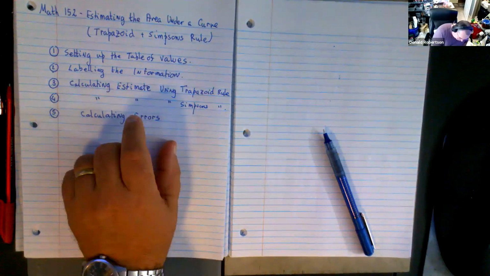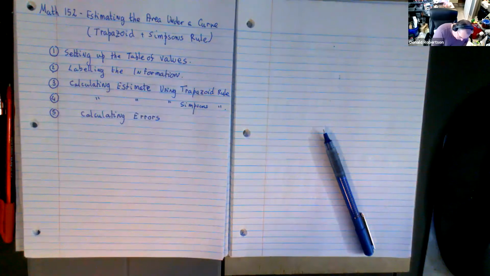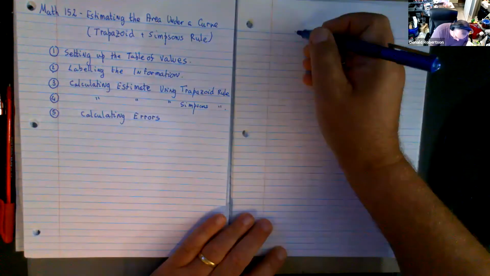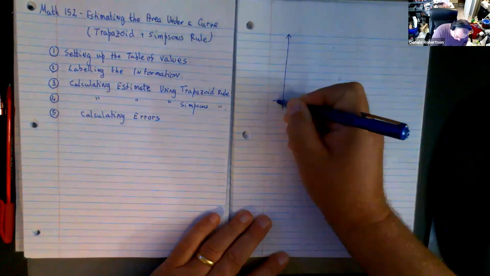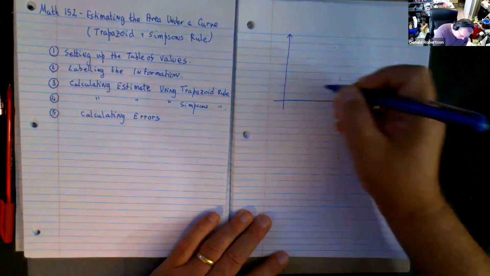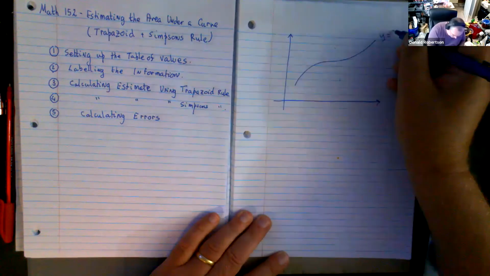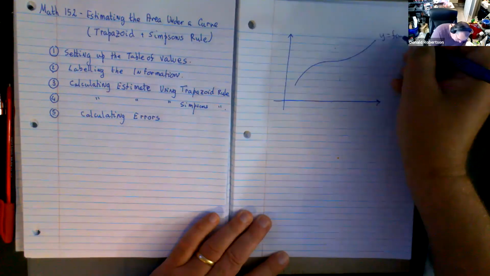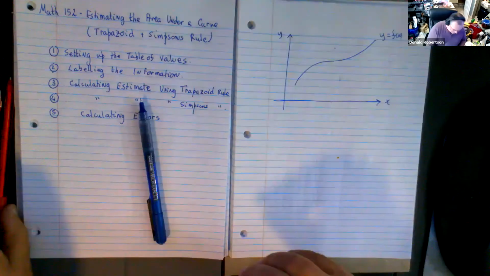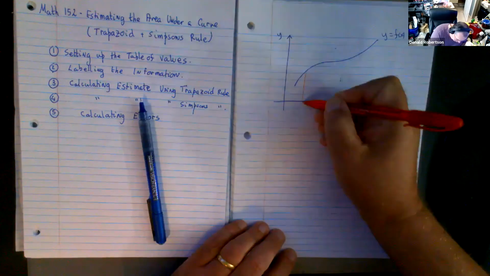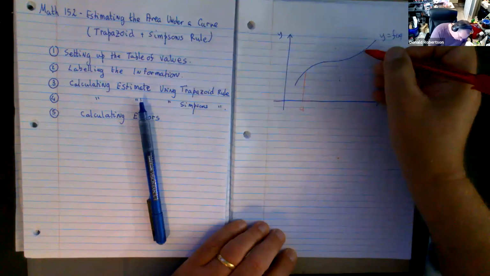So here is our basic problem. We have a curve, call it y equals f of x, done that a few times. And we're starting at some number x equals a, and we're finishing at some number x equals b, and we break this shape into, I don't know, 4 strips.